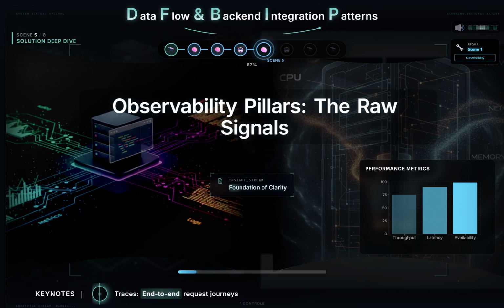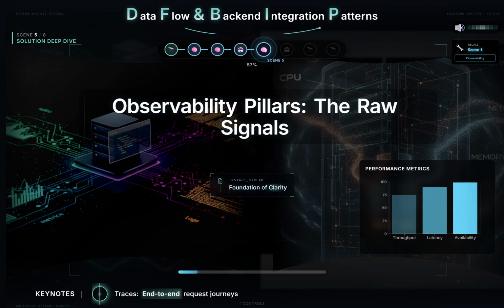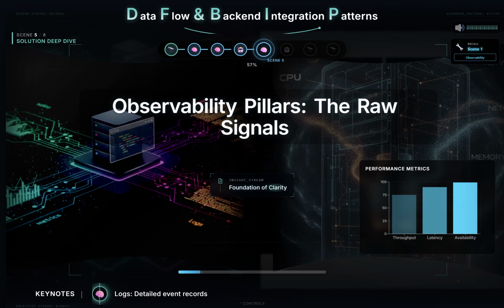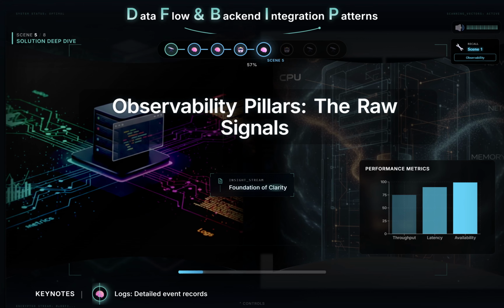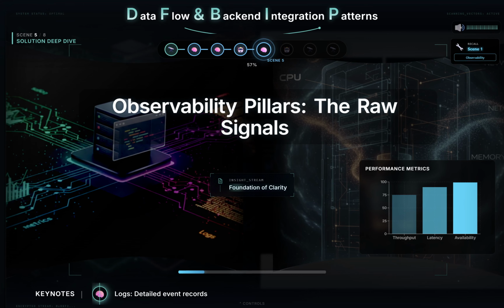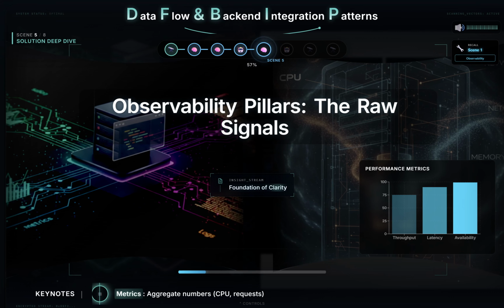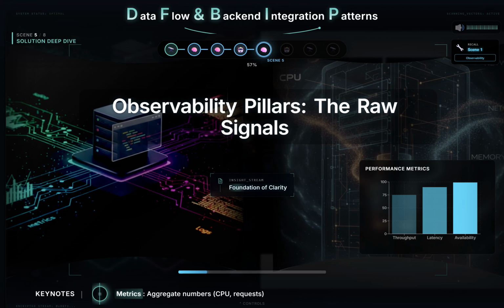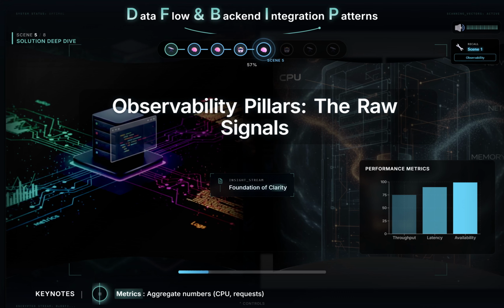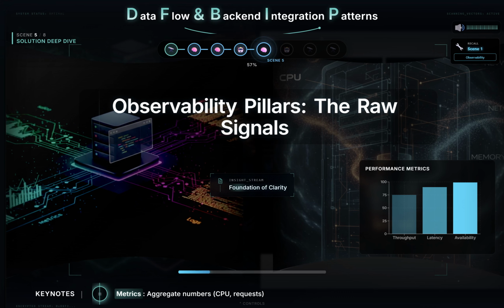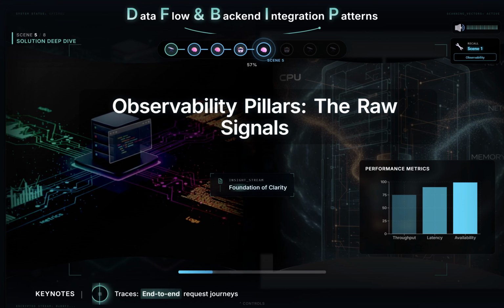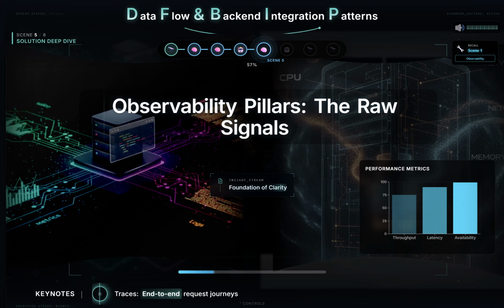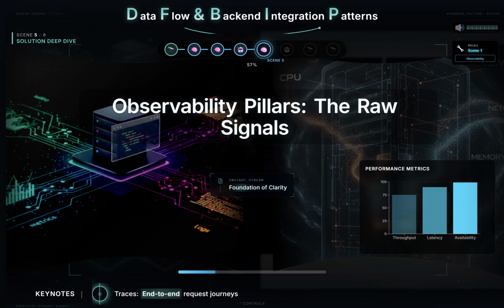Metrics are your aggregate numbers. Think CPU usage, request counts, error rates, giving you a high-level view. Traces show the end-to-end path of a single request across multiple services, like breadcrumbs through a complex system. And logs are those detailed, time-stamped records of events within your application, giving you granular context. Each of these gives us a unique lens, a different kind of raw data, much like the various sensors on your car's engine providing distinct readouts.